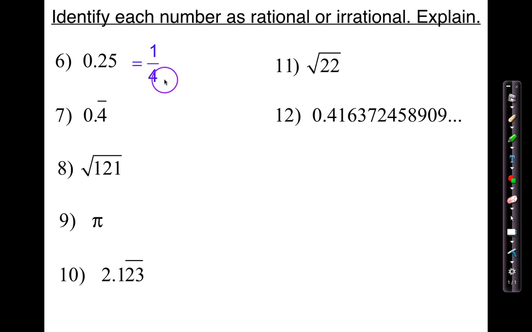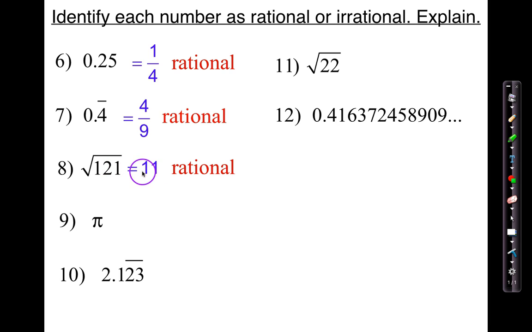Number 6 is rational because you can express it as a fraction. This is 25 hundredths, which would reduce to 1/4. Number 7 is also rational because you can write it as a fraction. We learned this in the previous lesson. It's just 4/9. Number 8 is also rational because the square root of 121 is 11. Why do I know this? Because 11 squared is 121. All of these numbers can be expressed as fractions, and that's why all of them are rational.